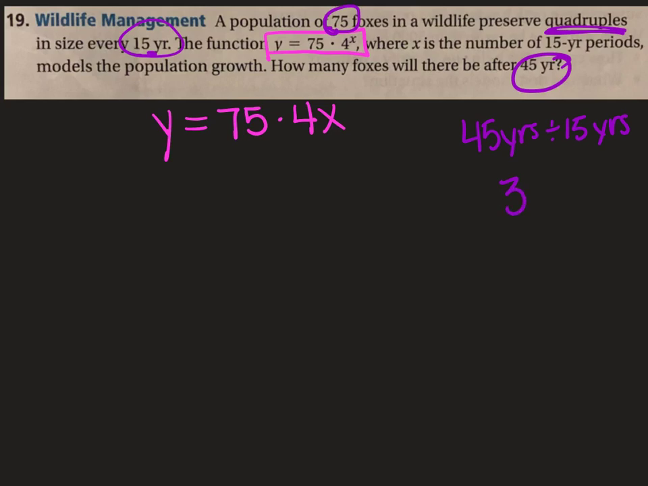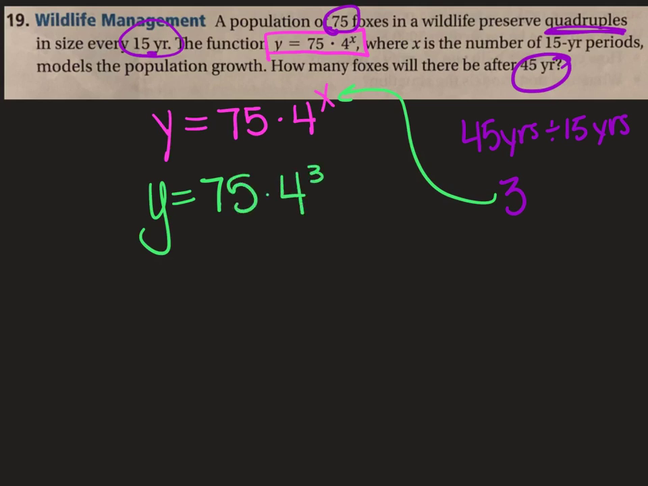So the exponent is going to be 3 because it happens 3 times over a period of 45 years. I'm going to erase this real quick. That's not the exponent. So we're going to go ahead and plug in this 3. So I get y equals 75 times 4 to the third.